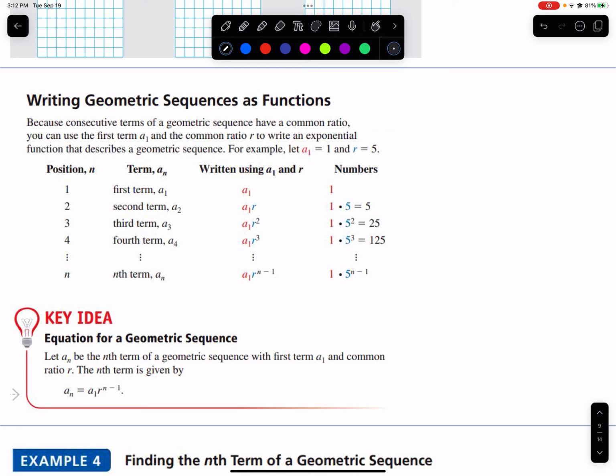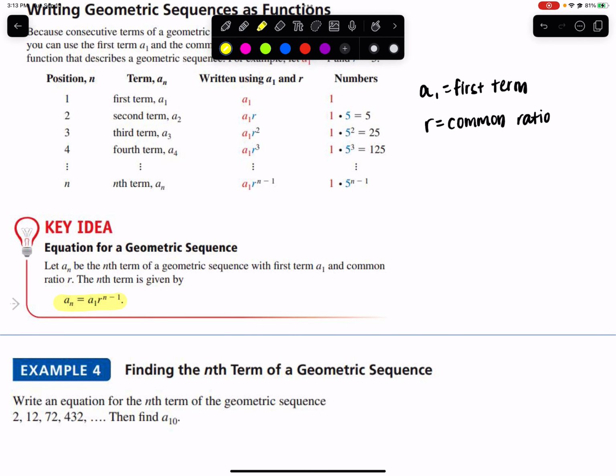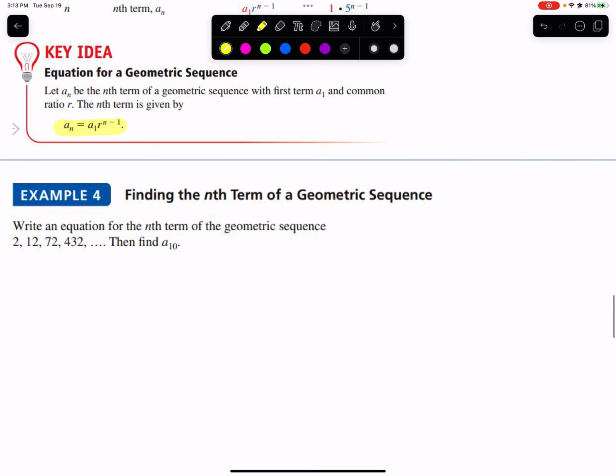All right, if we want to write a geometric sequence as a function, then we still need to know our first term, a sub 1, and our common ratio. And we are going to use this formula right here. A sub n equals a sub 1 times r to the n minus 1 power. All right, so for our first example, I'm going to identify a sub 1 and r.